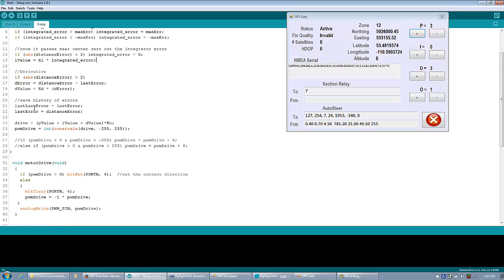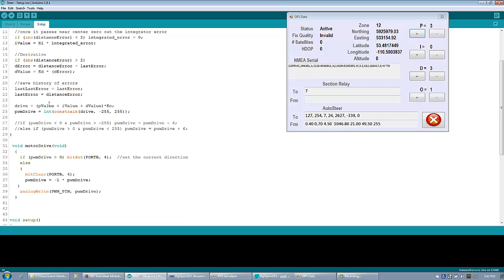You can use the last error if you need more gain or more differential between the two readings. That works too, or you can do three, an average of the last three, whatever. And then your drive value is equal to your proportional, your integral and your derivative value, times the overall gain, and constrain it to minus 255 to 255.